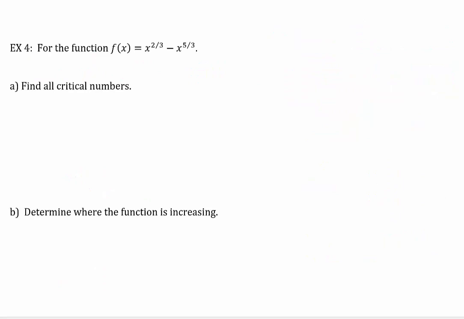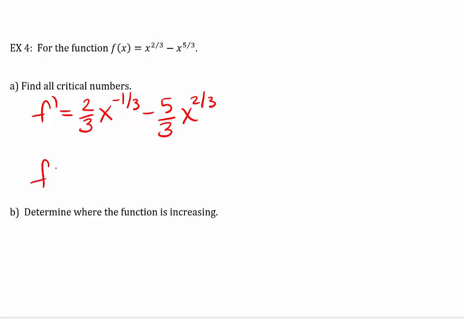All right, one more example that's similar. Find all critical numbers. So that means I have to find the derivative. I'm going to get 2/3 x to the negative 1/3 minus 5/3 x to the 2/3. I am going to rewrite this using positive exponents. So the x to the negative 1/3 moves to the bottom.